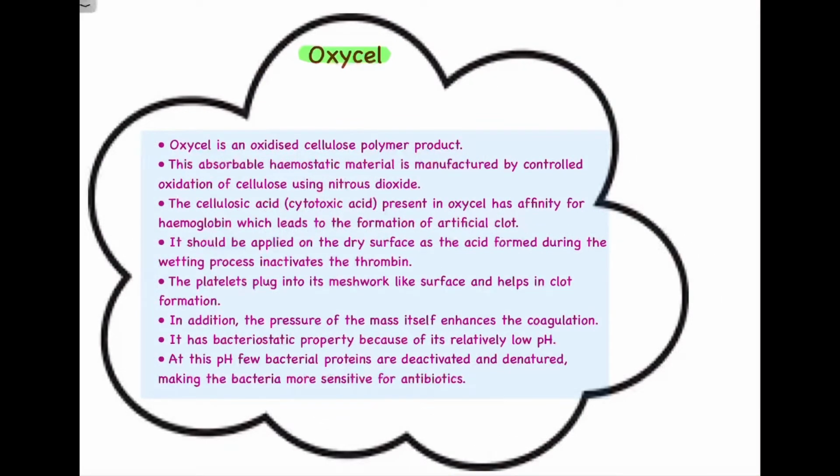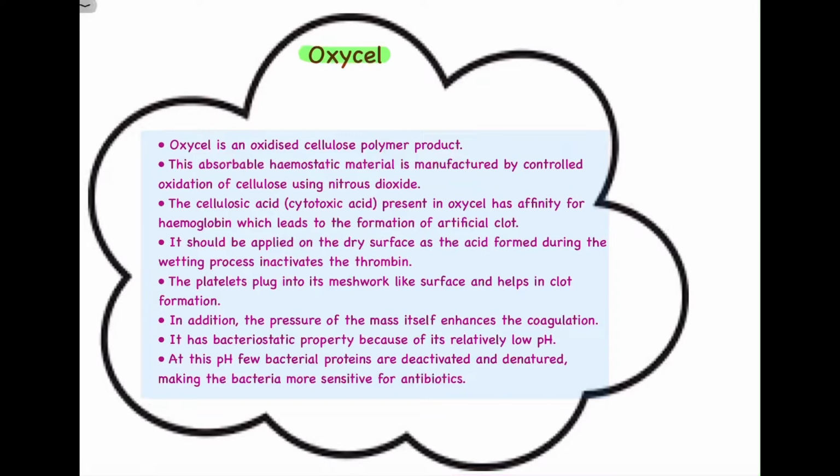Next we have Oxysil. Basically Oxysil is an oxidized cellulose polymer product. It is an absorbable hemostatic material like Surgisil, and it is manufactured by controlled oxidation of cellulose using nitrous dioxide. Now the cytotoxic acid which is present in the Oxysil has affinity for hemoglobin. As it has affinity for hemoglobin, it will bind with the hemoglobin present in the RBCs, and this will lead to formation of an artificial clot.